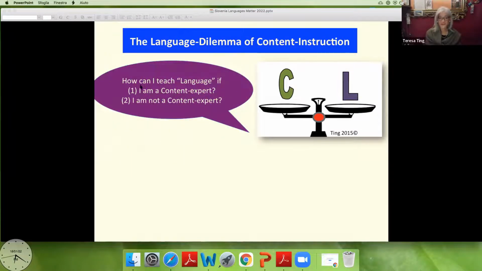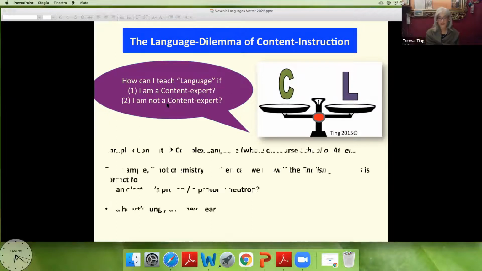There are two dilemmas. How can I teach language if I am a content expert? This is what a content teacher says. I'm a physics professor. Why should I teach language? If the students cannot write properly in Slovenian about physics, it's a language problem. But it's not a language problem, because if you, the physicist, do not teach students how to write like a physicist, who's going to do it? Okay, so that is one person's dilemma. Point number two, how can I teach language if I am not a content expert?